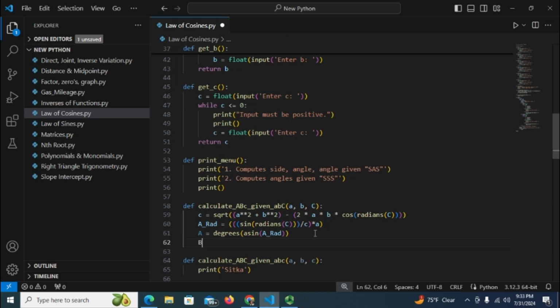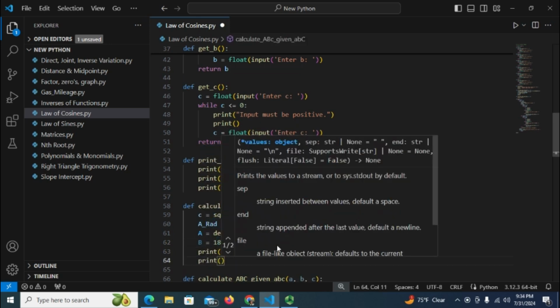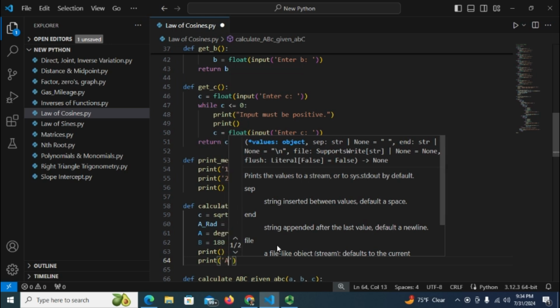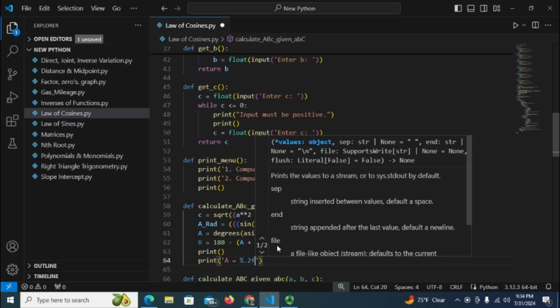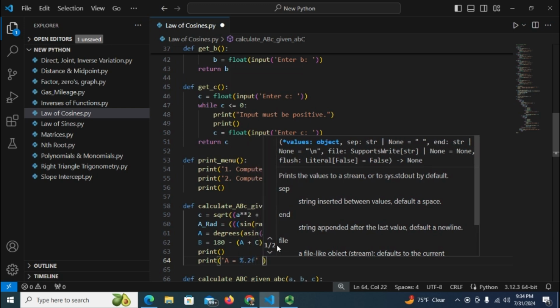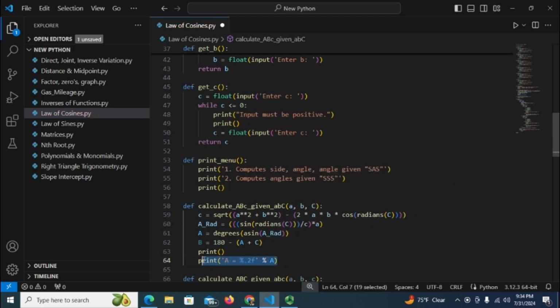And then B equals 180 minus A plus C. And then we have a blank line, and then we now print things. We're going to format it to two decimal places. So print A equals %.2f, and then get out of there, %A, like that. And then copy and paste twice more.